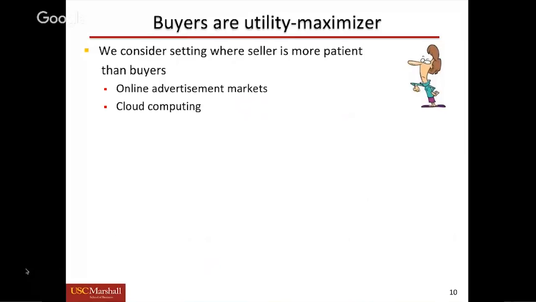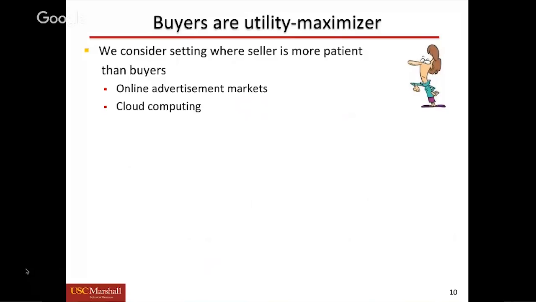So we are not focusing on any specific strategy for the buyers, but they want to maximize their utility. One important thing that we should note in our model is that the buyers are assumed to be less patient than the seller. And this is a practical assumption in many markets. For instance, in online advertisement, when you target a user, you want to show the ad sooner rather than later. You don't want to wait forever. Or in cloud computing, you just want the capacity when you need it. You don't want to get it after a while.